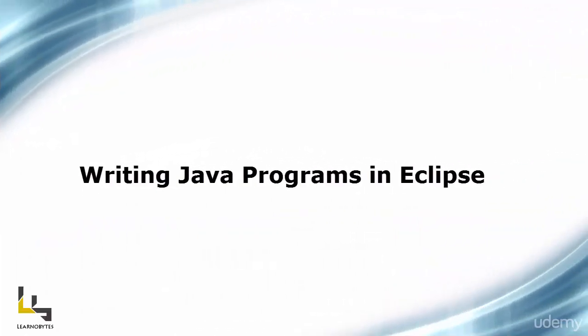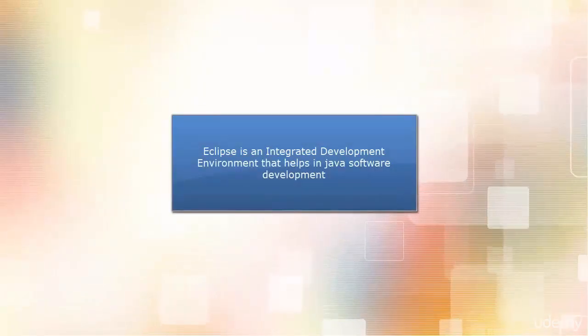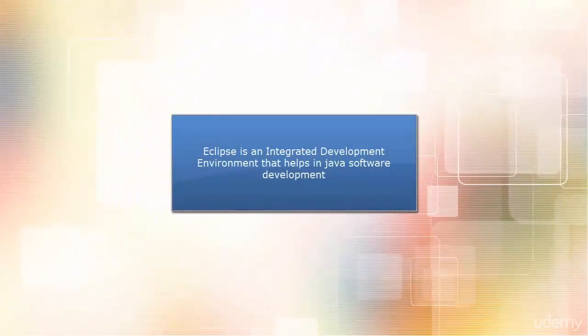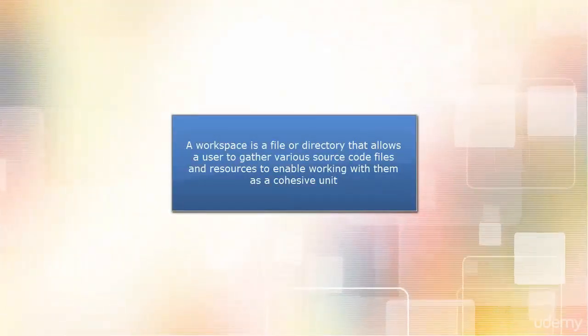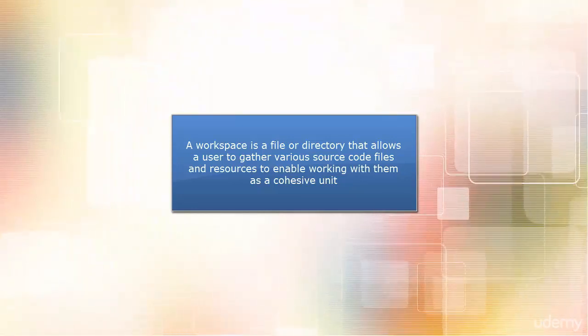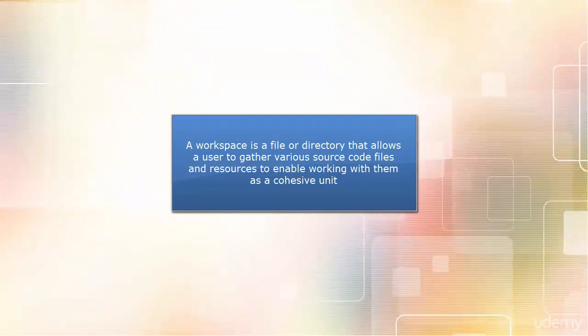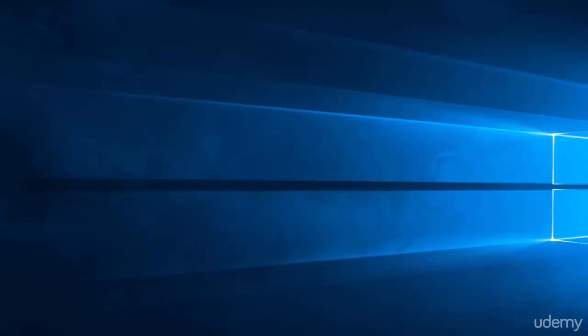In this video, we will learn how to write the Hello World program in Eclipse. Eclipse is an integrated development environment that helps in Java software development. Eclipse uses a base workspace. A workspace is a file or directory that allows a user to gather various source code files and resources to enable working with them as a cohesive unit.